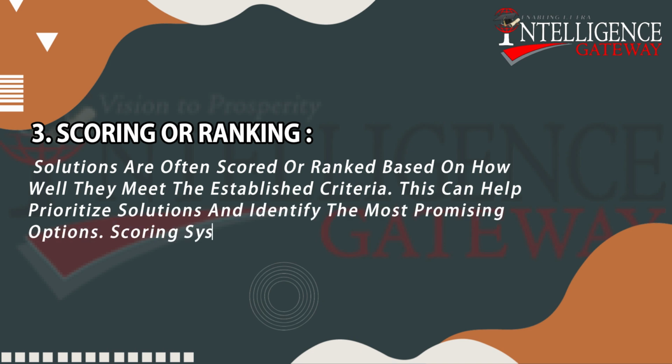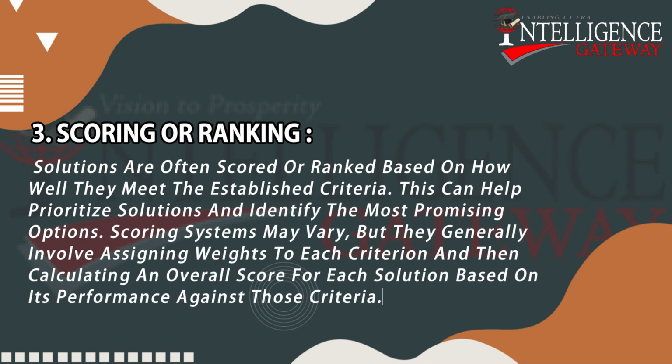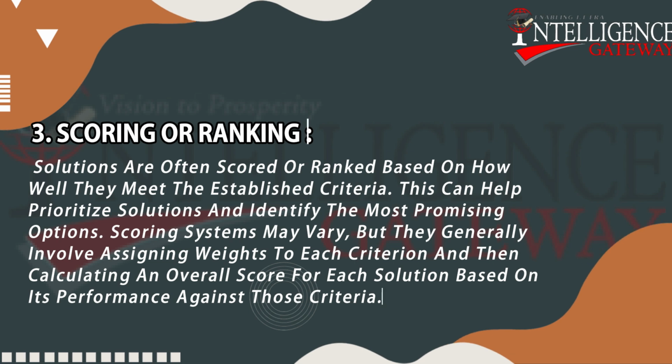3. Scoring or ranking. Solutions are often scored or ranked based on how well they meet the established criteria. This can help prioritize solutions and identify the most promising options. Scoring systems may vary, but they generally involve assigning weights to each criterion and then calculating an overall score for each solution based on its performance against those criteria.